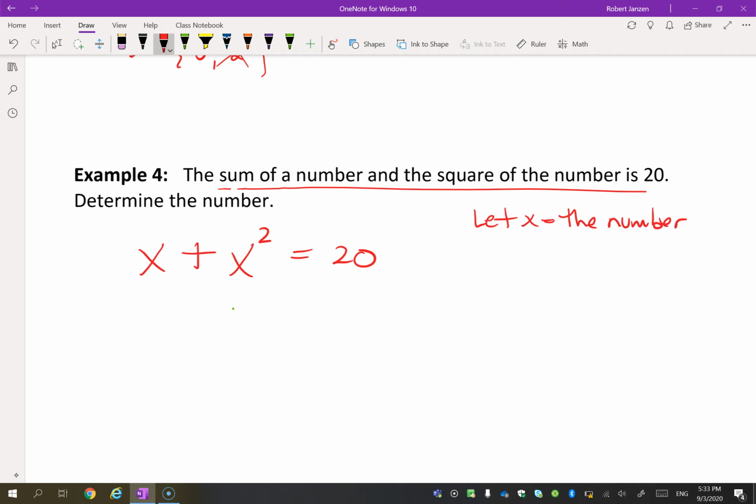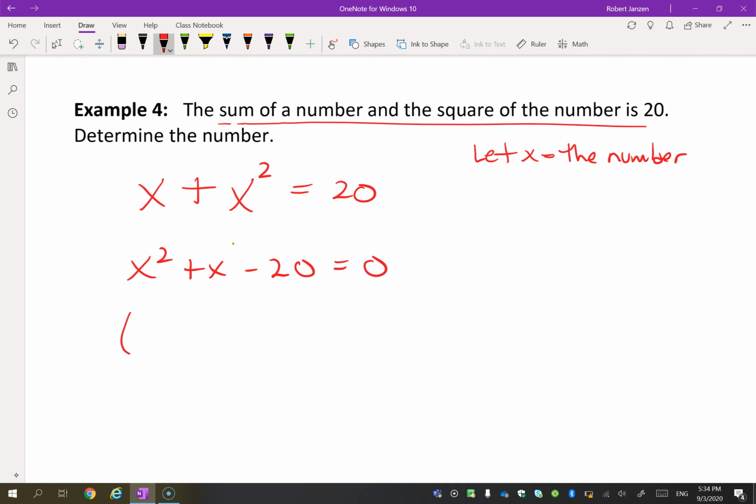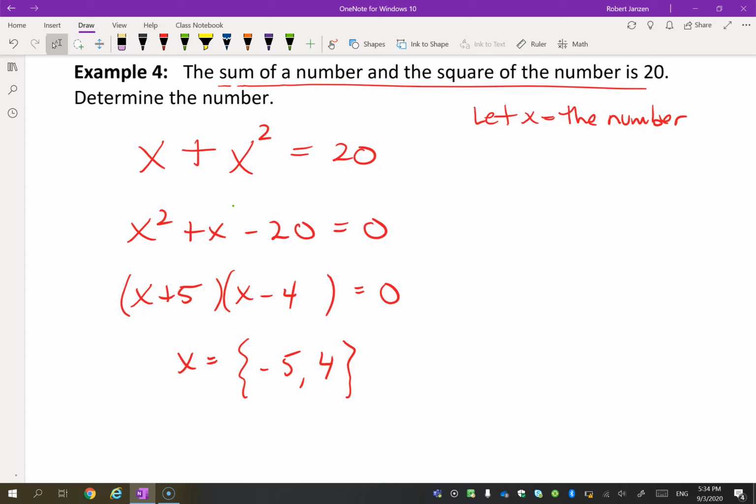Okay, and if we solve this, we get x squared plus x. We'll bring the 20 to this side, and now you can factor it. Probably see why factoring is pretty important. You're going to be doing a lot of it. Okay, and so what is the number? The number is -5 or 4. Those are both possible numbers that work.